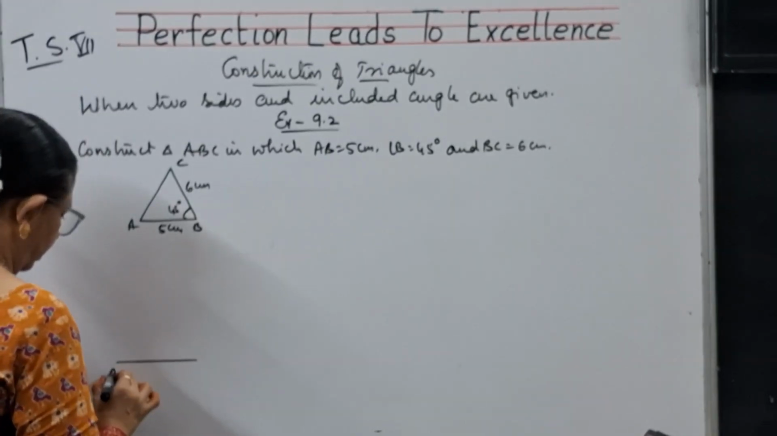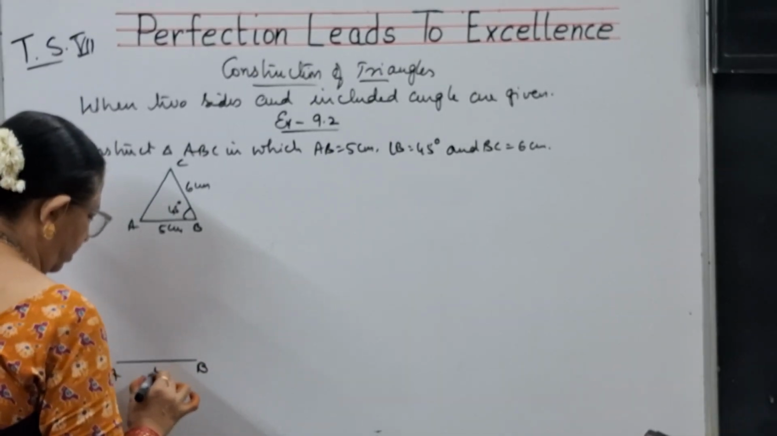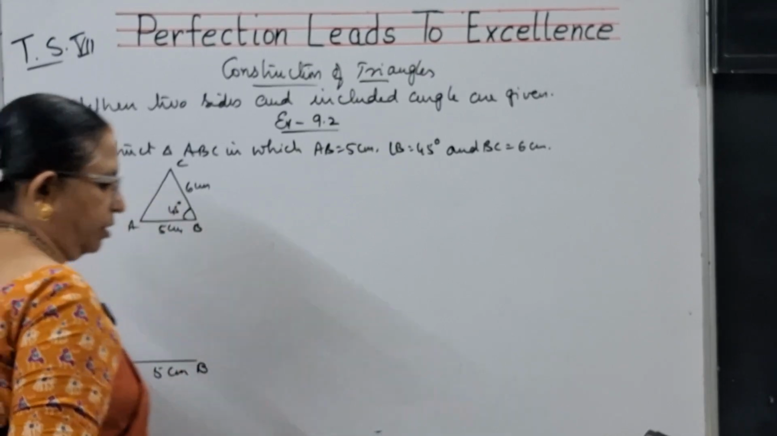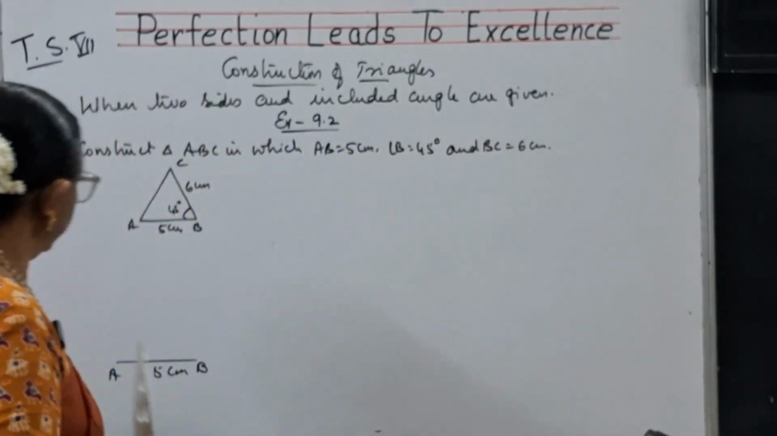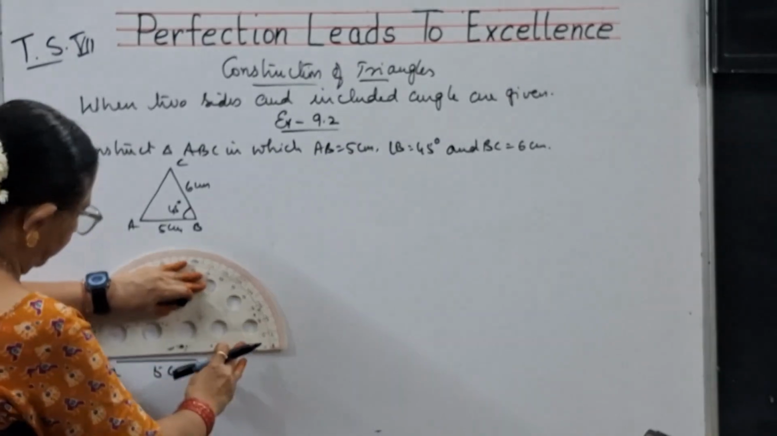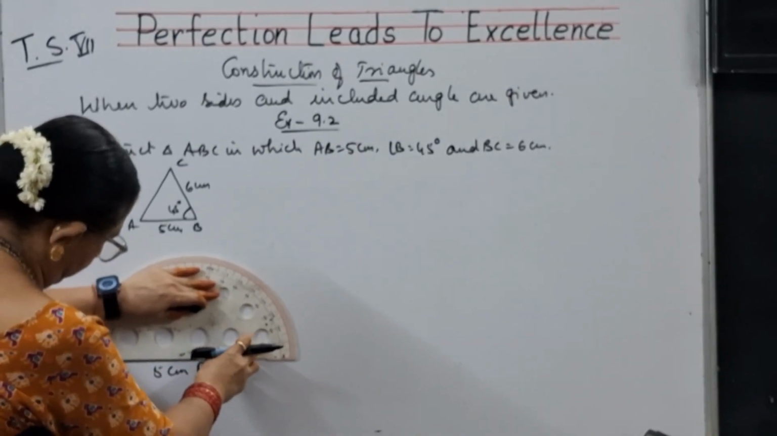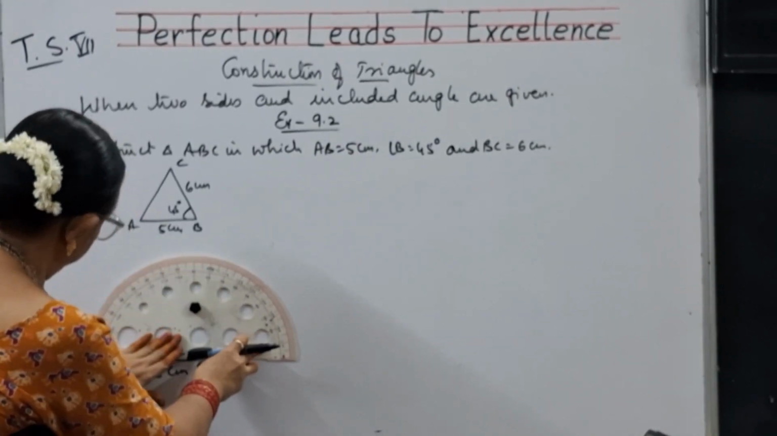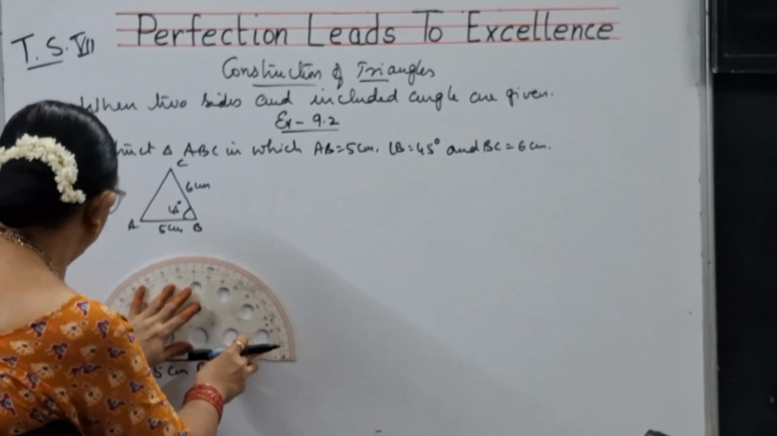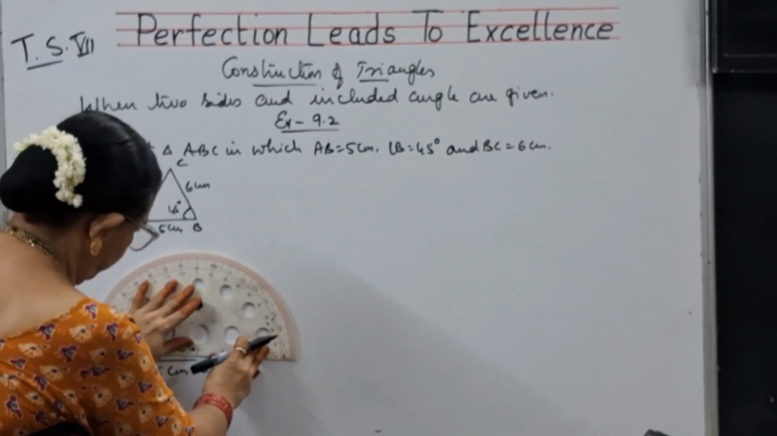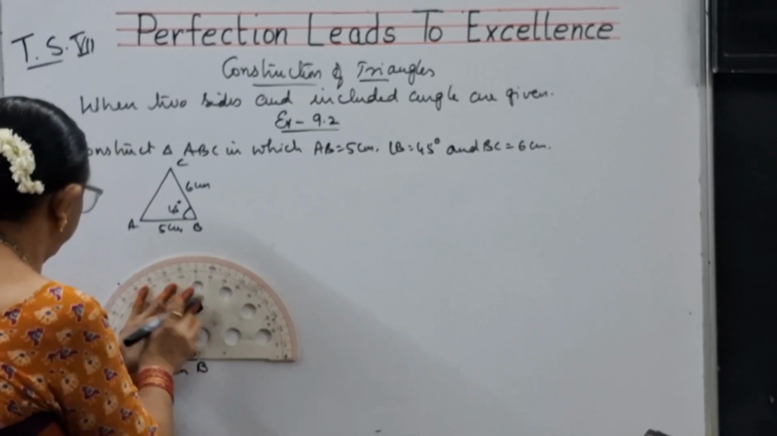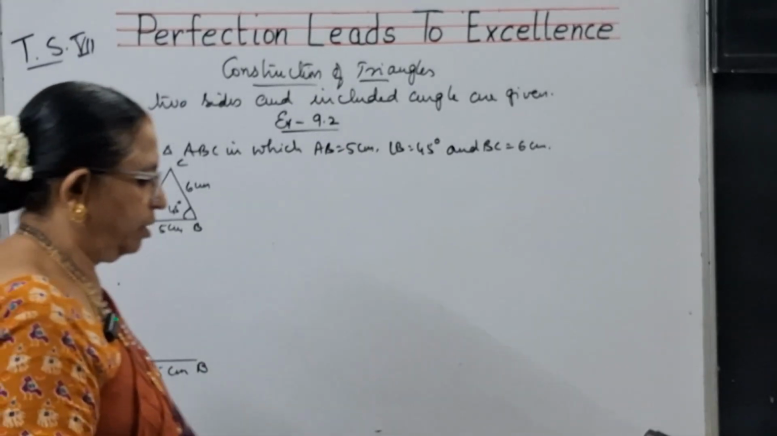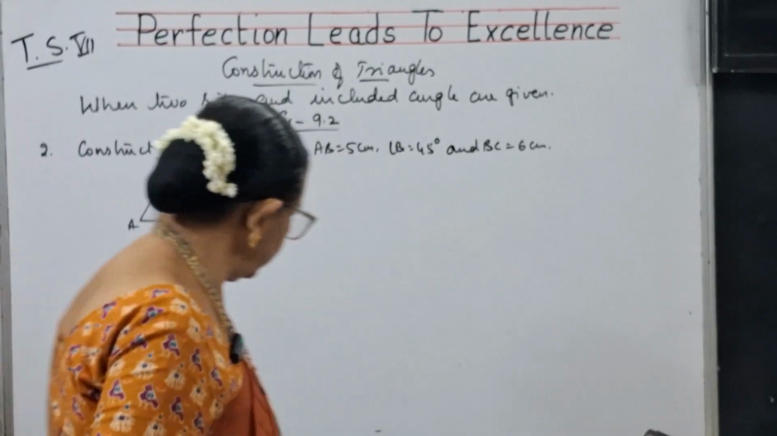This is A and B, 5 centimeters. Now what you have to do? Angle B is 45 degrees. So 45, how will you take? From here you will be taking 0. This is 45. So angle B, 45 degrees, you have to take.